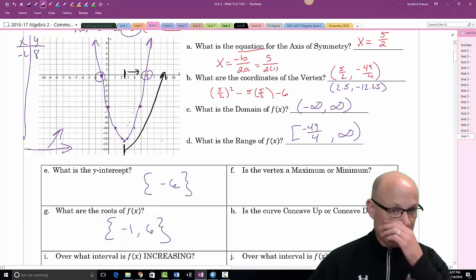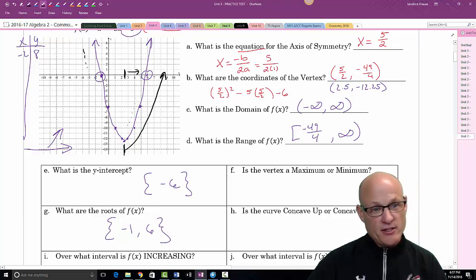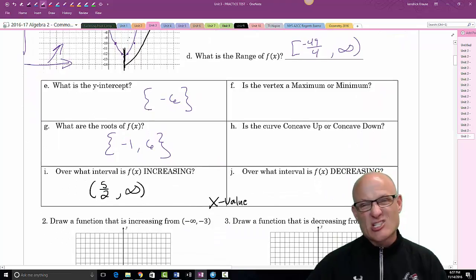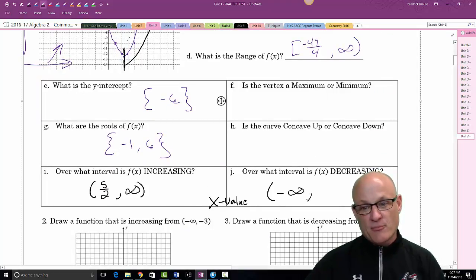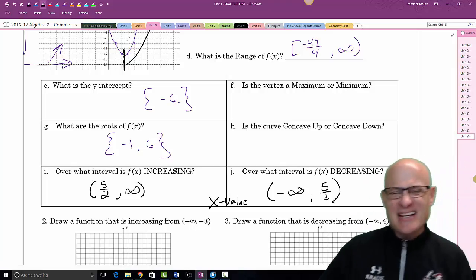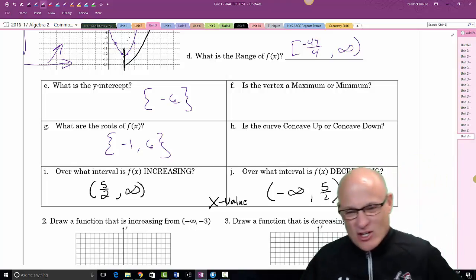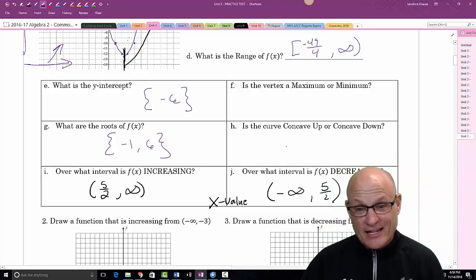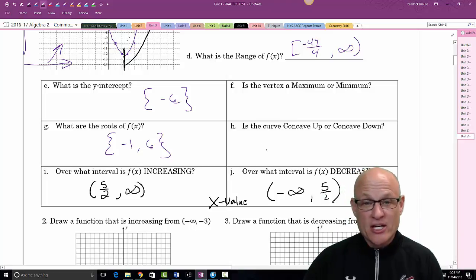Now, while I'm at it, as I read from left to right, all the way it's decreasing, decreasing, decreasing until it gets to here as well. So if I want the interval for which it's decreasing, that would be from -infinity up through 5/2, but not including 5/2. Concave up and concave down, we haven't really talked about that, but is it pointing up? It's concave up. If it's pointing down, it's concave down.